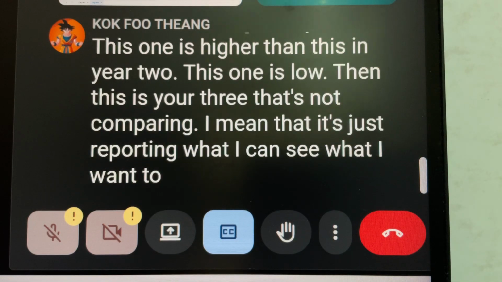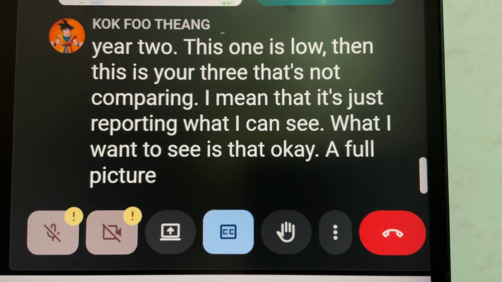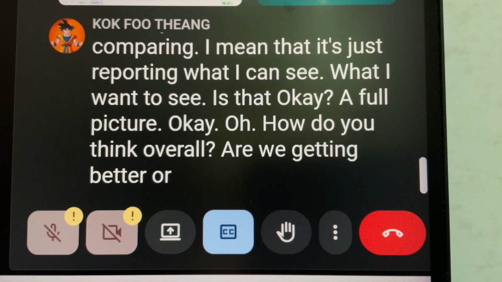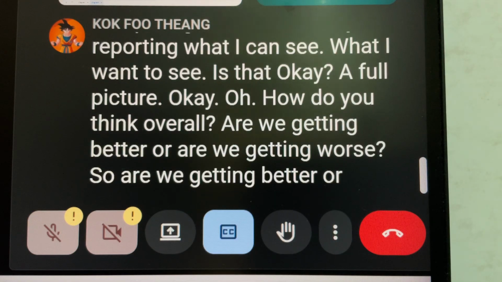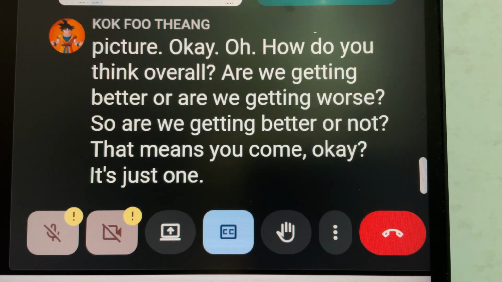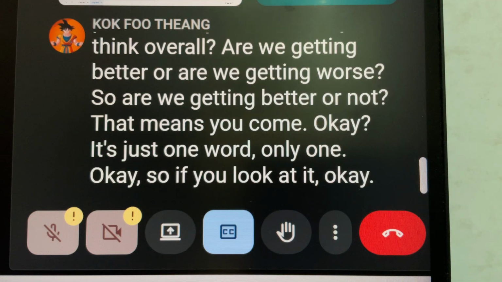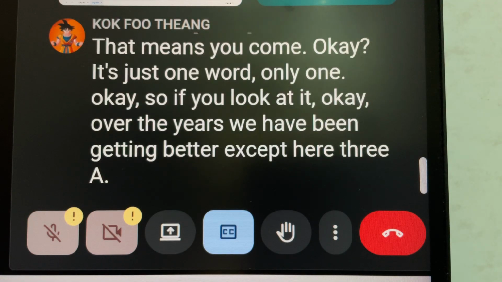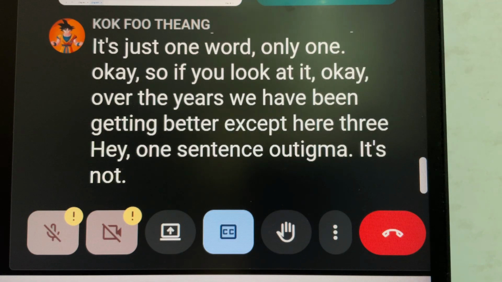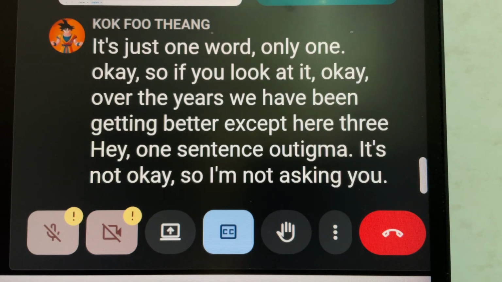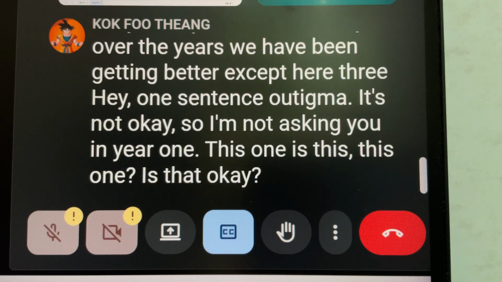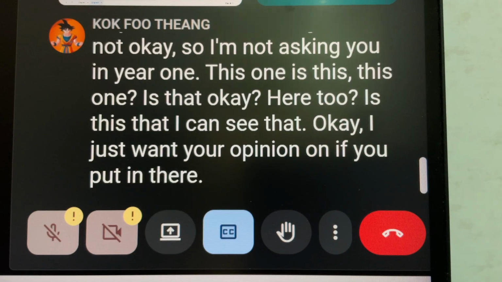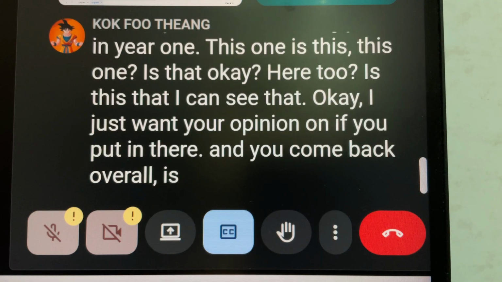What I want to see is that, okay, a full picture, okay, of how do you think overall? Are we getting better or are we getting worse? So are we getting better or not? That means you come, okay, it's just one word only, one. Okay, so if you look at it, okay, over the years, we have been getting better, except year 3. One sentence. I just want your opinion on, if you put in there, and you compare, overall, is it better or is it getting worse?